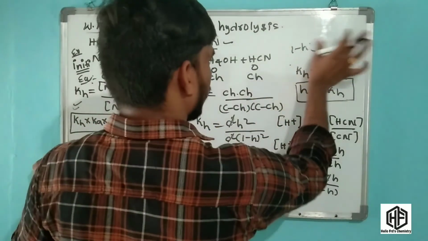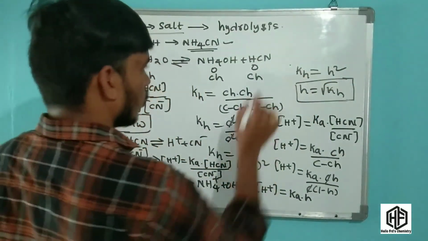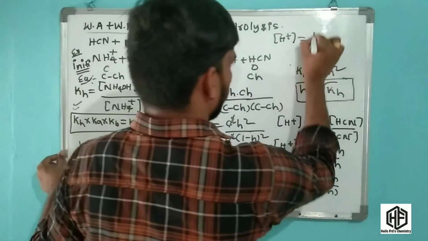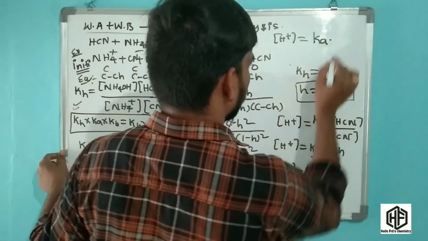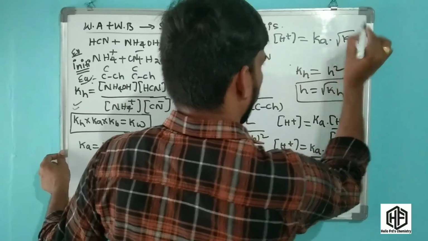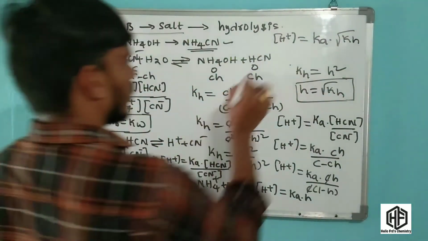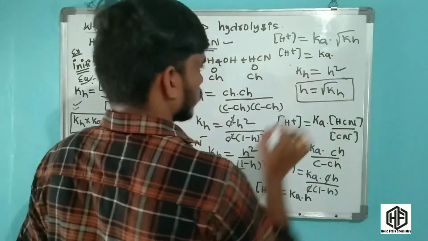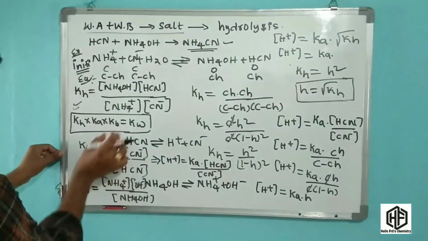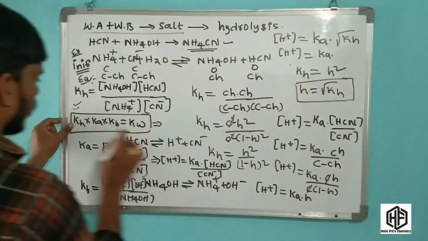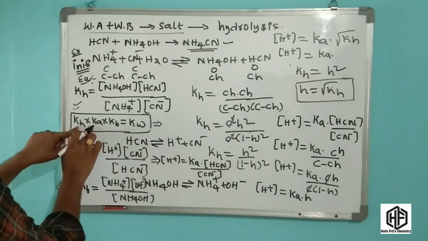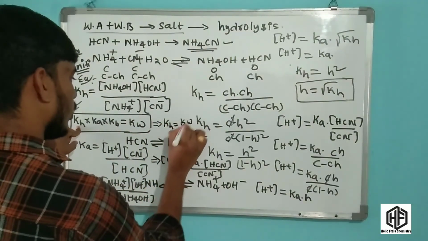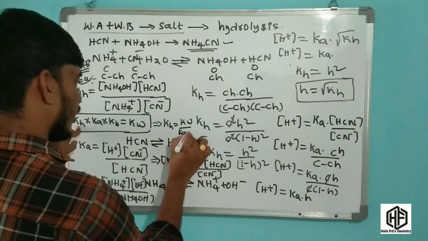H plus is equal to Ka into h, my friends. What is h, friends? h is the root over Kh. Now H plus is equal to Ka into root over Kh. What is Kh? In this equation, Kh is equal to Kw by Ka into Kb.